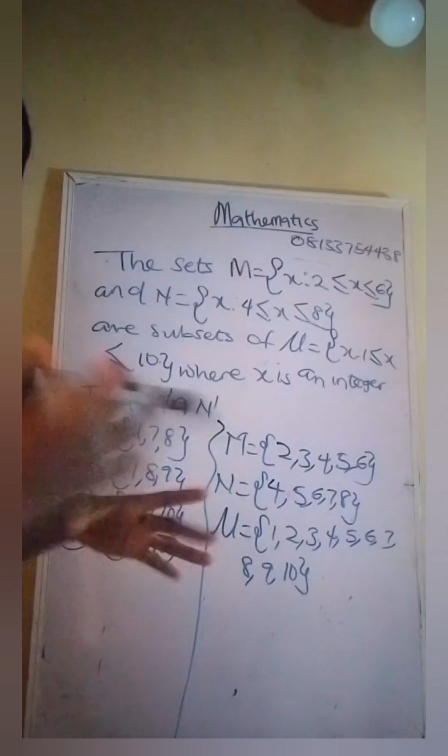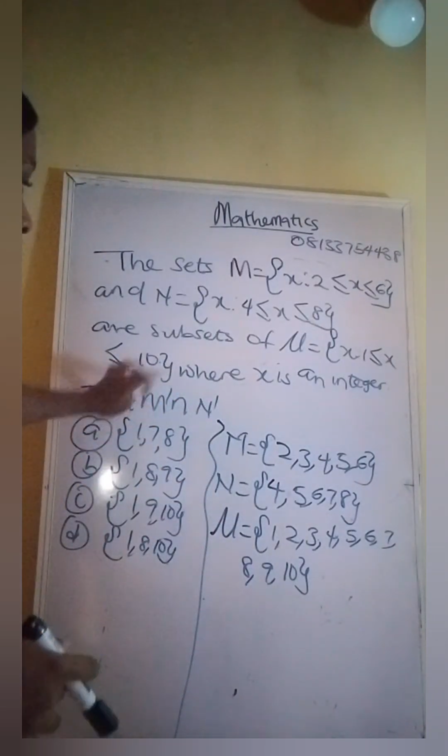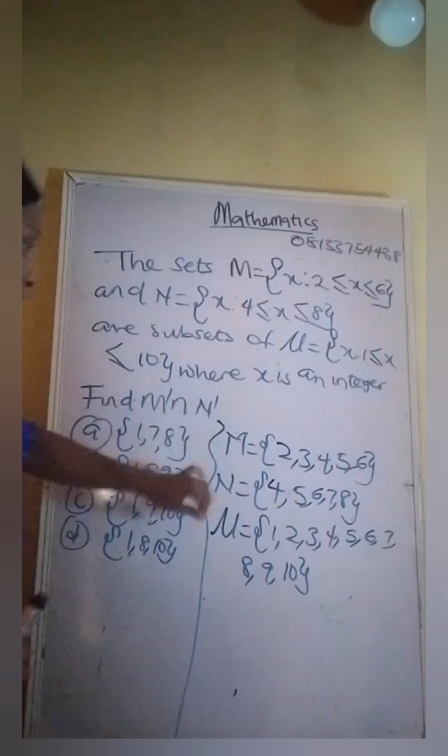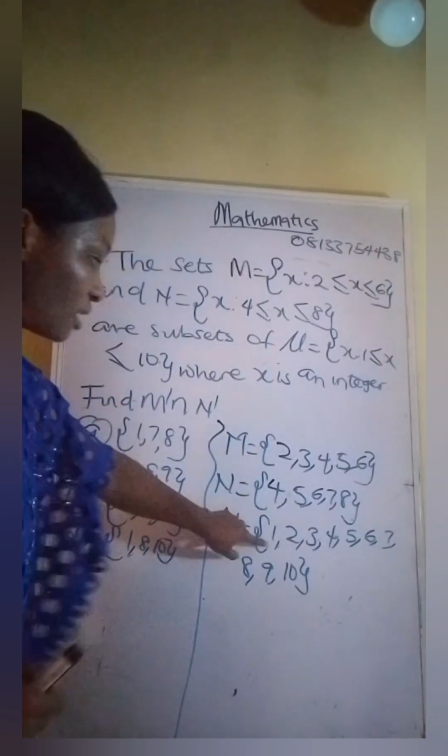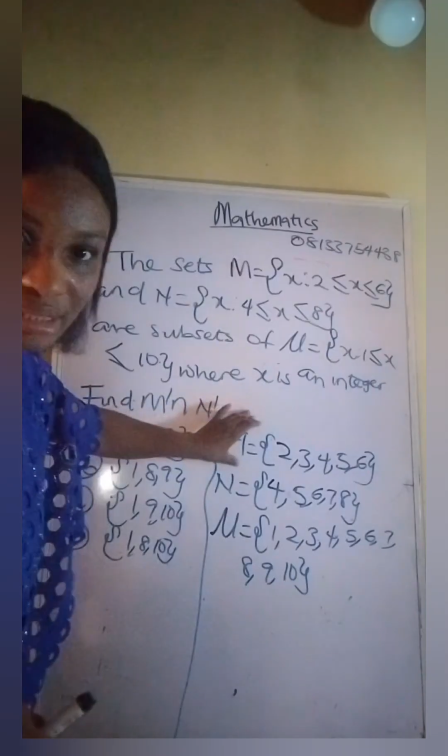So wherever you get, you are going to find the common numbers. Intersect means common numbers. M complement means what is in the universal set, what is in the universal but is not in the M.